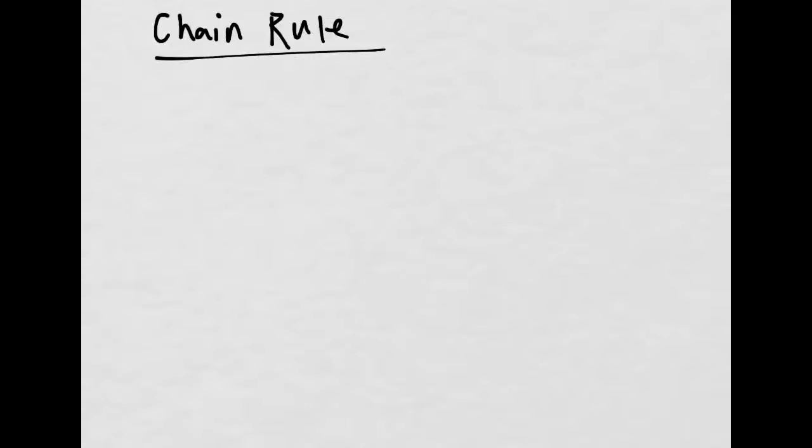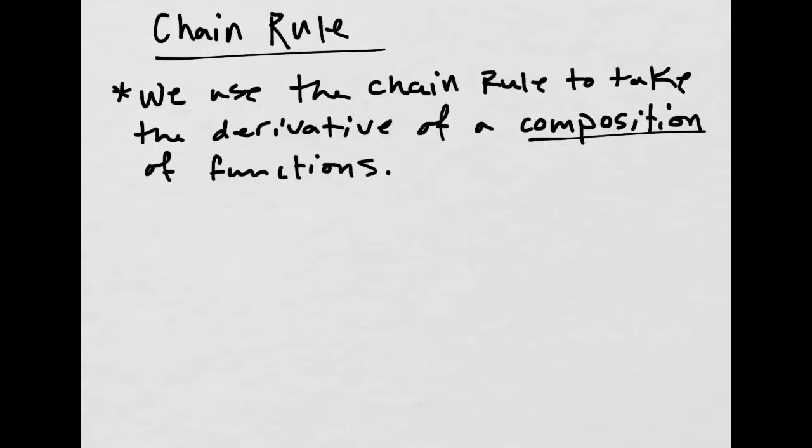It's the chain rule. What's the chain rule? This is for taking a derivative of a composition of functions. That's when we use the chain rule. Hey, Mr. D, I forgot what composition is. Well, that's when you put two functions together.